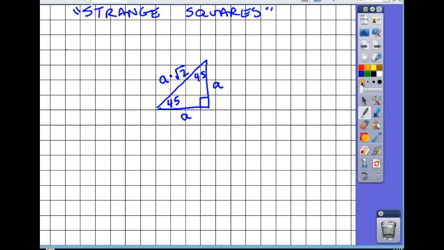Hi folks, today's lesson is entitled Strange Squares. The real purpose of the lesson, what you'll be able to take away from it, is a better knowledge of this relationship here. When you have a triangle with angles of 90 degrees, 45 and 45, you have this ratio, this relationship among the three sides. So you'll have a better working knowledge of that, but we're going to learn about that by playing around in the coordinate plane.